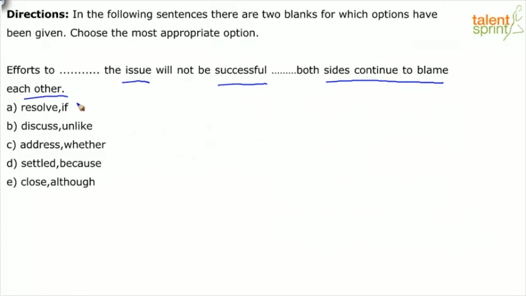So obviously, even in the second blank, when you're reading the sentence itself, you know the construction. It has to be if. Unlike, whether, because, although, none of these options will fit the blank. Right? Even if you go with, okay, efforts to resolve the issue, efforts to discuss the issue, efforts to address the issue, efforts to settled is not in the right form, so I can safely eliminate option D immediately. Efforts to close the issue.